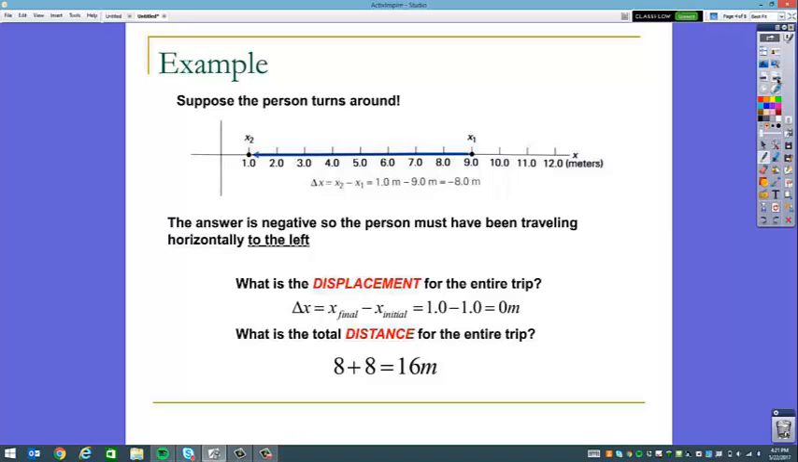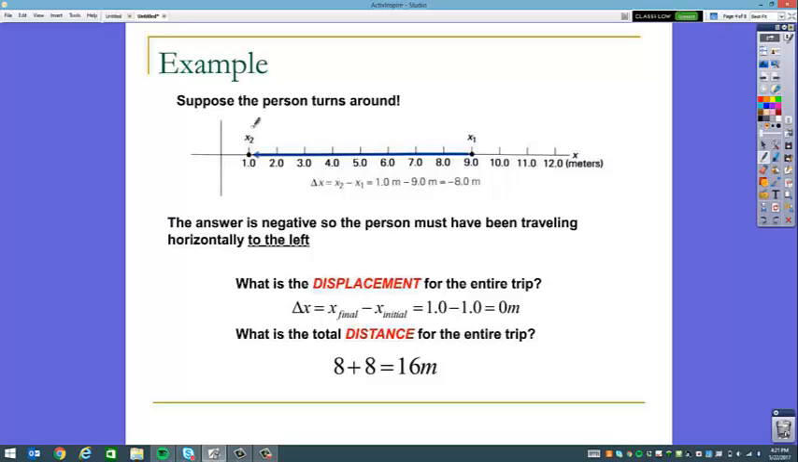Now if the person turns around, so now they go from 9 meters back to 1 meter, your displacement would be: you started at 9 meters and ended at 1 meter. You're still on the right hand side of the axis, so it would be 1 minus 9. 1 minus 9 gives you negative 8, so that's telling you that you're moving to the left. Your distance is always going to be positive.